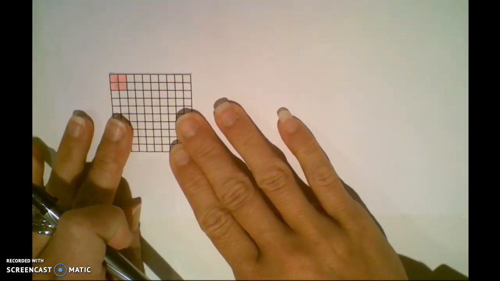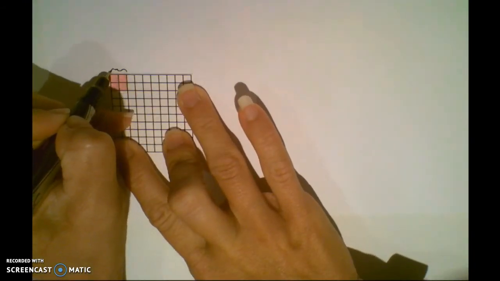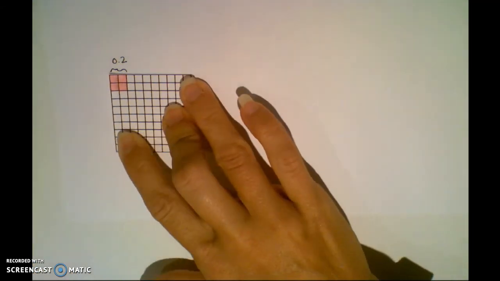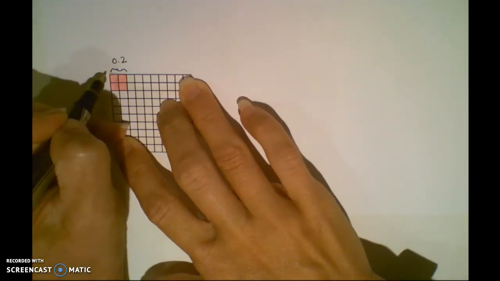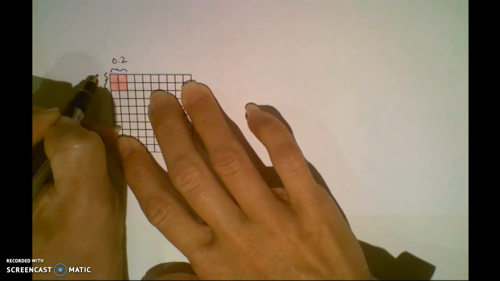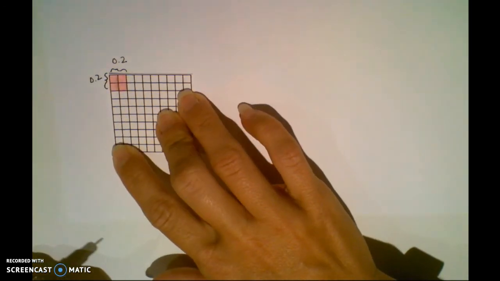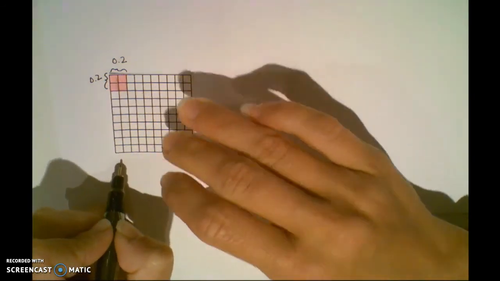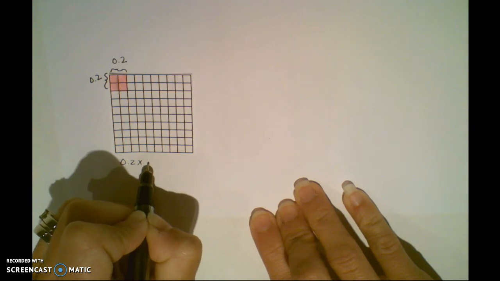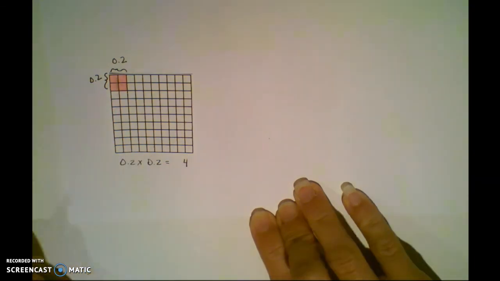So here's number 3. You'll notice we've shaded 2 across, which represents 2/10 of the columns, or of one row. And we have shaded down only 2 out of the 10 of each column. Okay? And so our equation would be 2/10 times 2/10 equals 4 what?